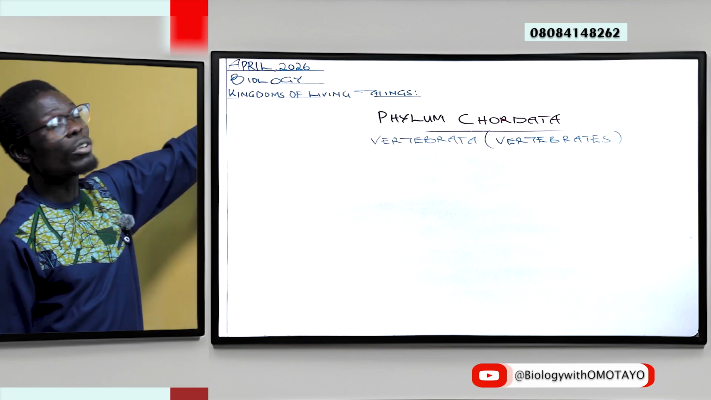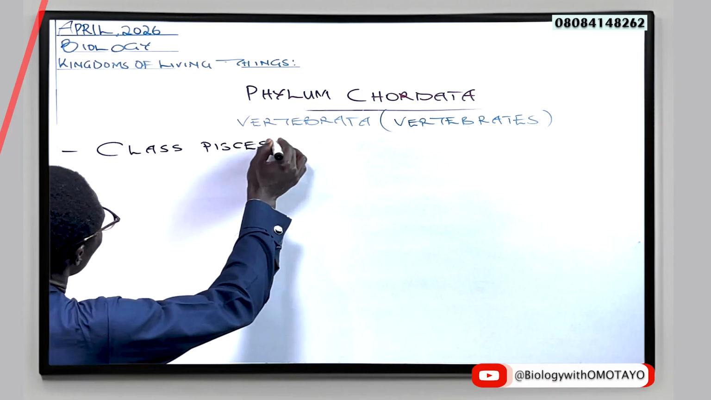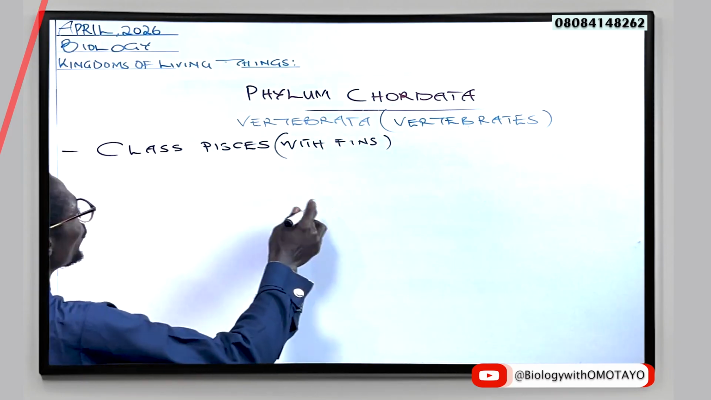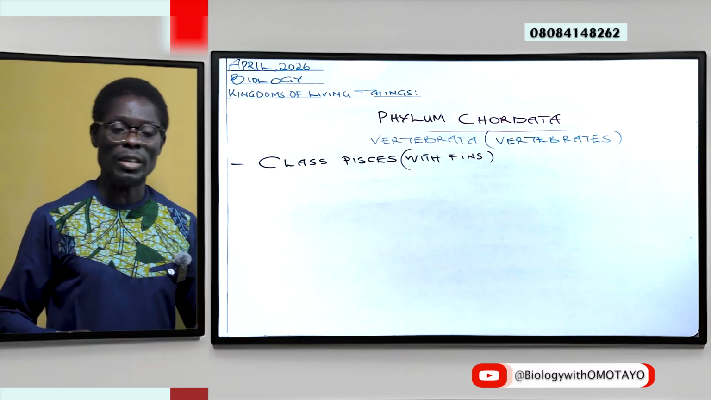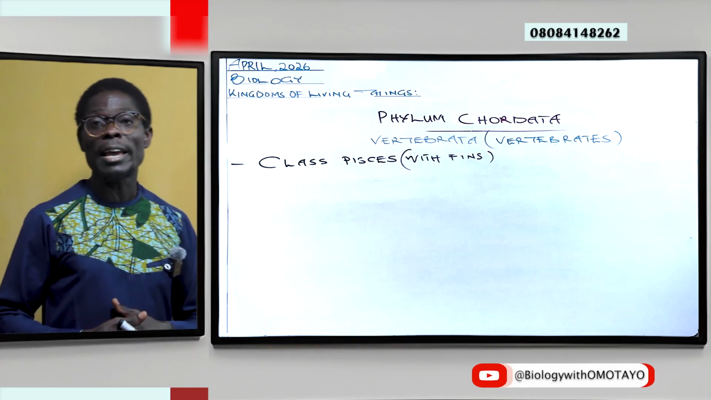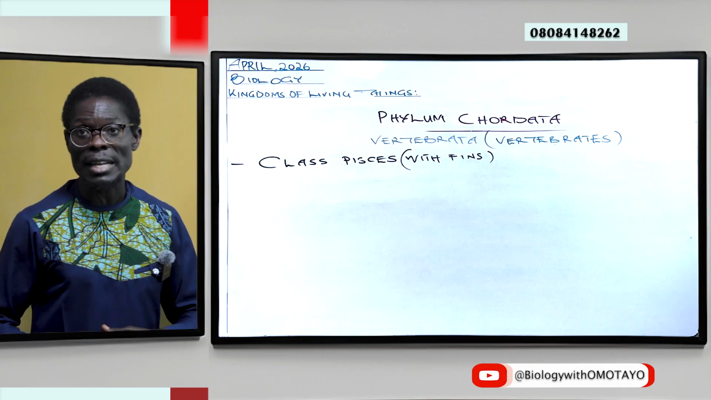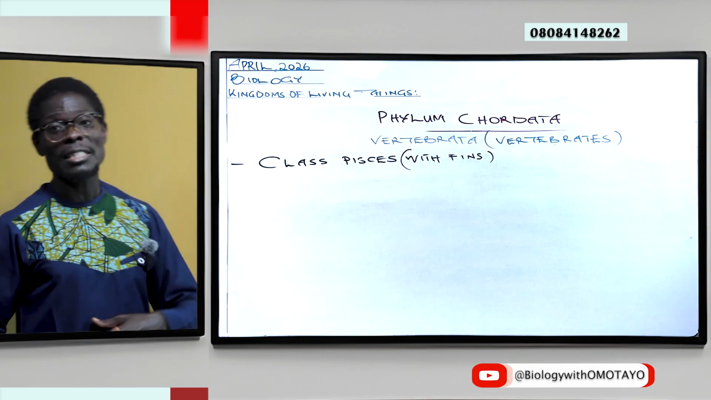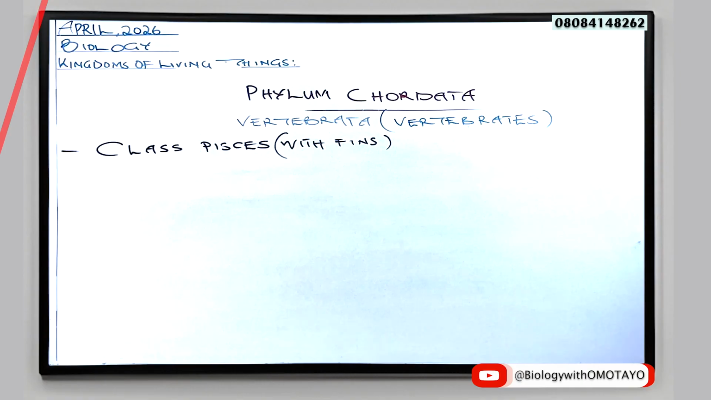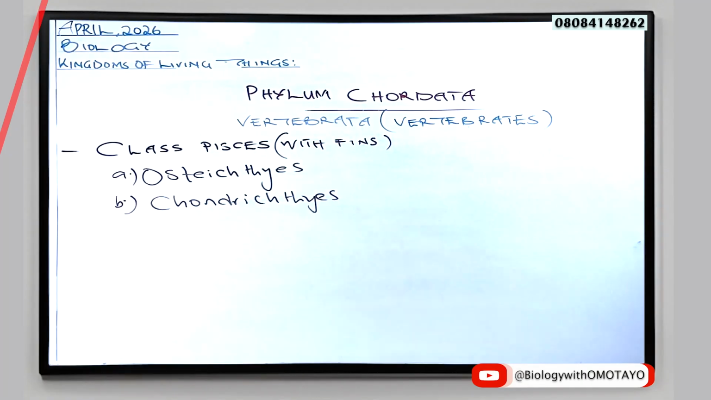So we'll be picking on the first class, that is the class Physis. They are the ones with fins. Now, before we start looking at key examples, we'll look at the subdivision. This very class equally has two subdivisions. We have the Osteichthyes and the Chondrichthyes.